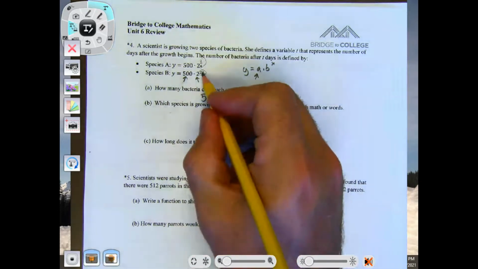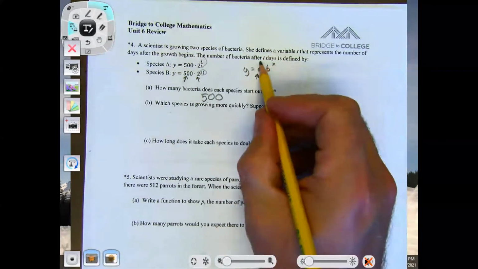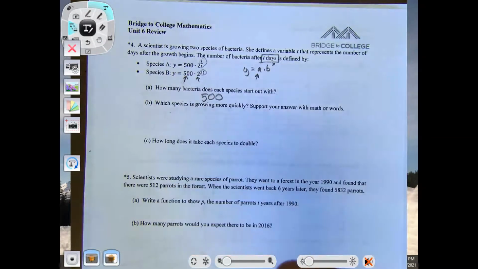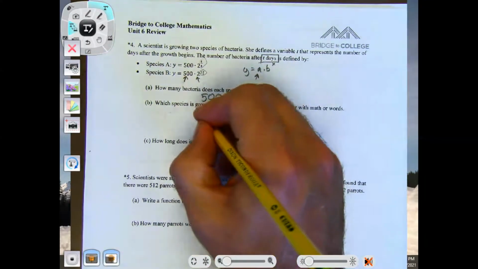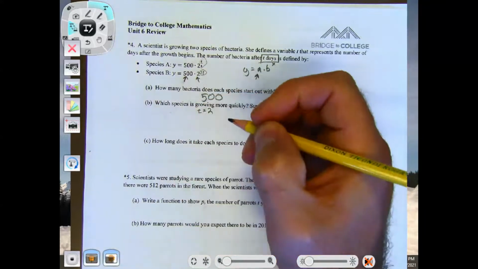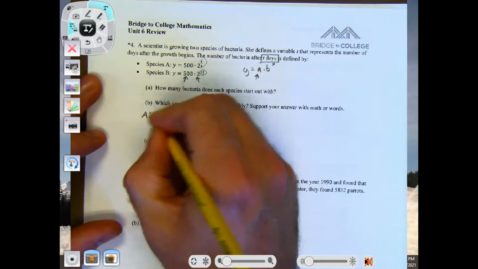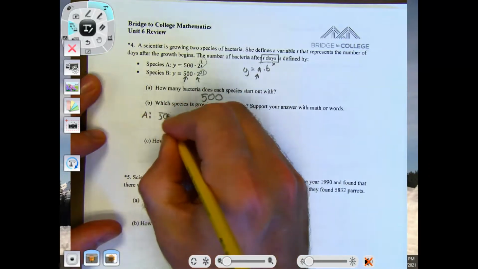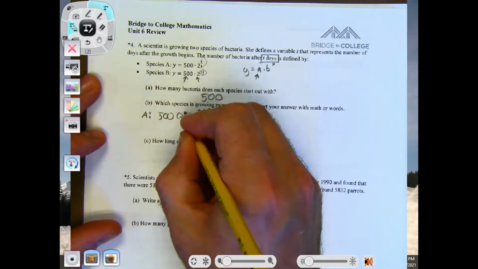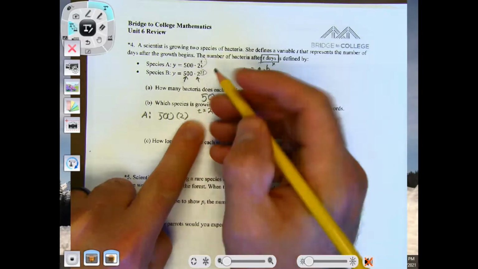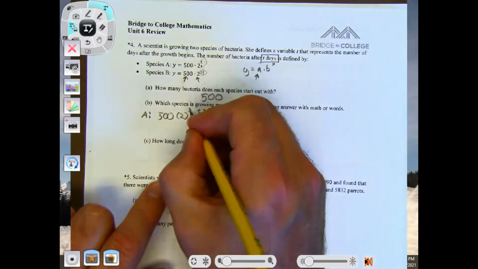The other way to do this is to take a number, any number you want, and plug it in where this t is, right? Because t in this case is the number of days. So let's say we use 2 days, so t equals 2. For species A, all I have to do is go 500 times 2, and then instead of t, I'm going to put a 2 in there, to the 2 over 4 power.